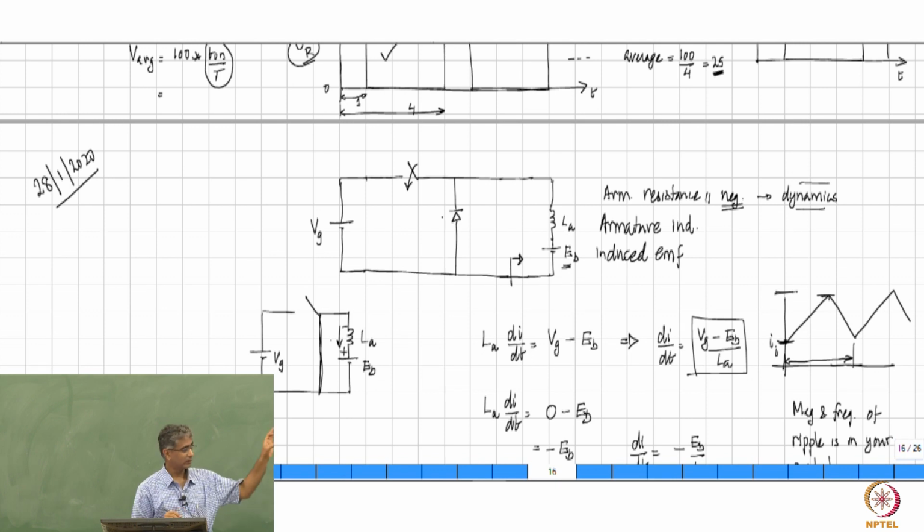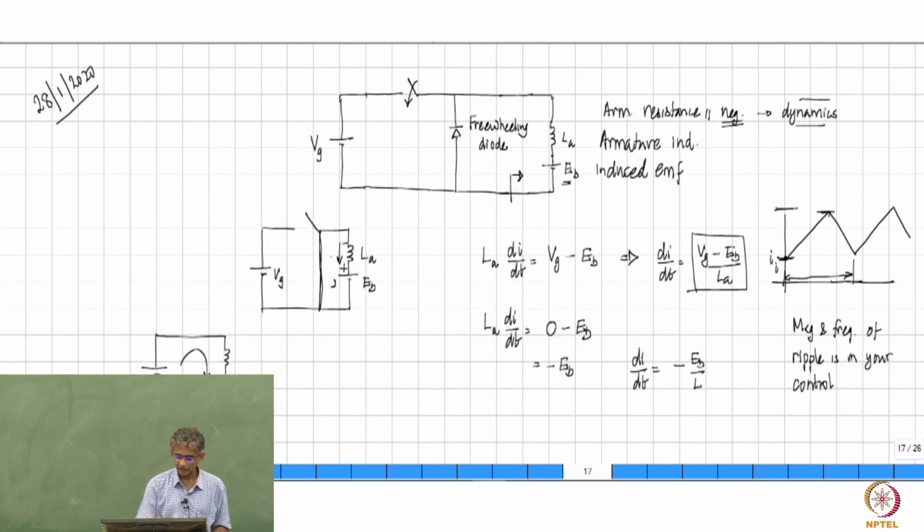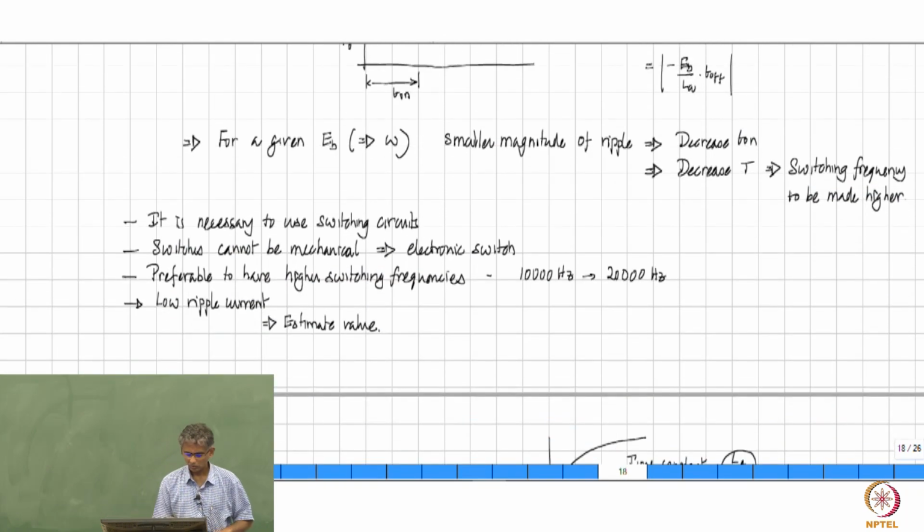The semiconductor diode that goes here is called a freewheeling diode, because it allows the inductor current to freely circulate when the main switch is off. Right? So, one important another inference is that switching circuits need freewheeling diodes.